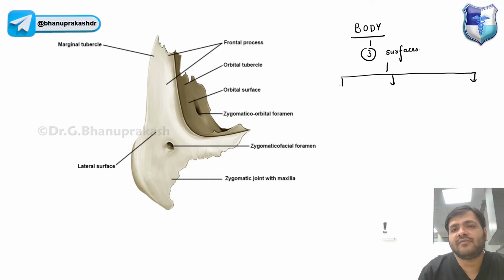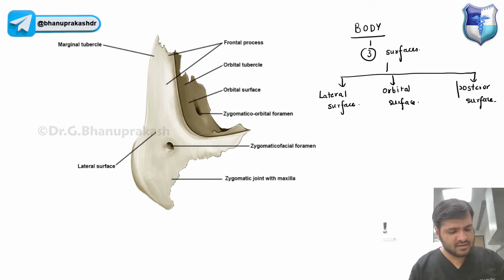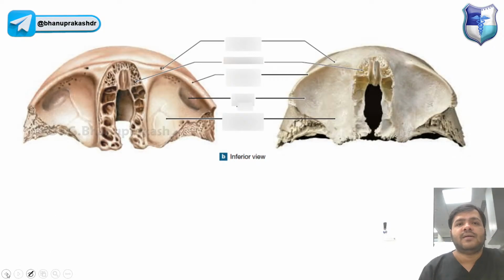We have the lateral surface, the orbital surface, and the posterior surface.